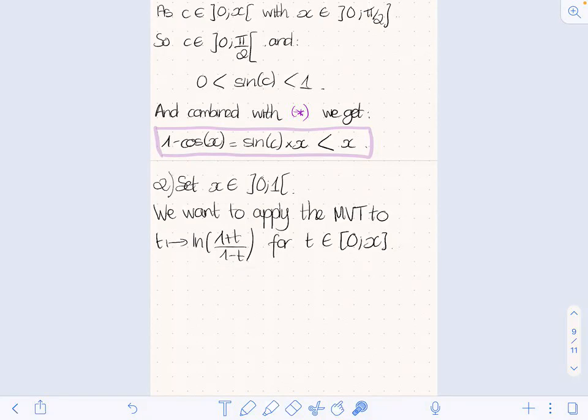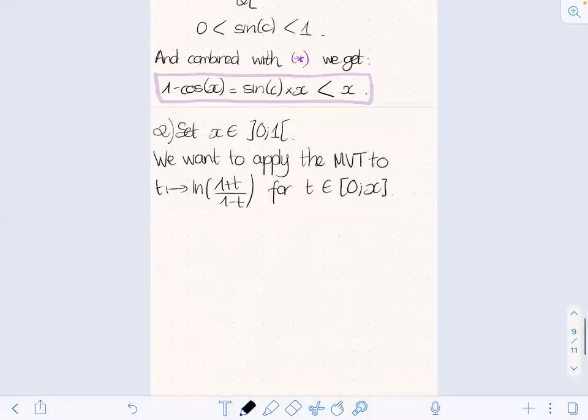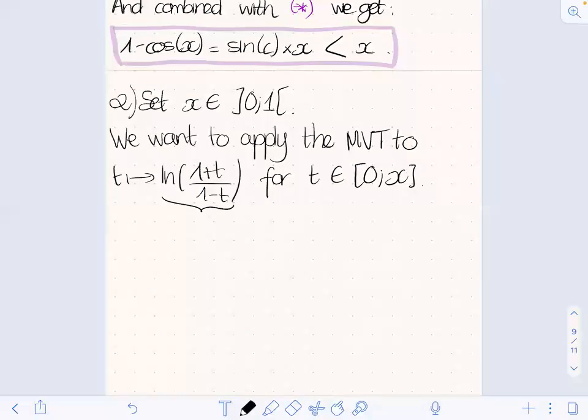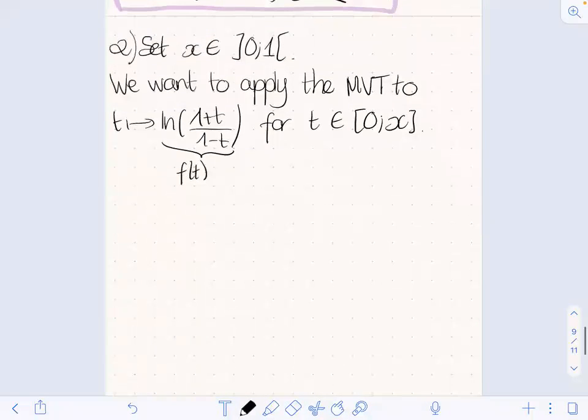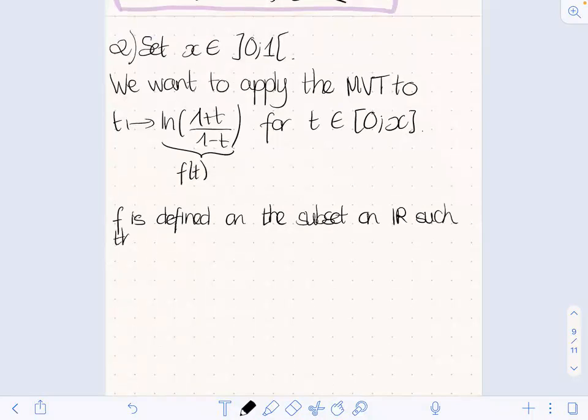We need to check that (1 plus t) divided by (1 minus t) is greater than 0. Yeah, absolutely. So let me rewrite that another way. Let's call this f of t for simplicity. f is defined on a subset of R such that (1 plus t) divided by (1 minus t) is strictly positive.